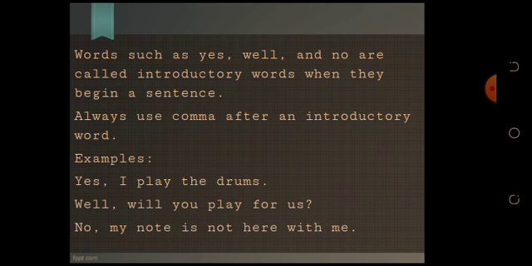Examples: Yes, I play the drums. Well, will you play for us? No, my note is not here with me. Can you see the way they are being set off with a comma? Yes, that's how we use them. That's how they are written in a sentence. Once we have introductory words, we have a comma after them.